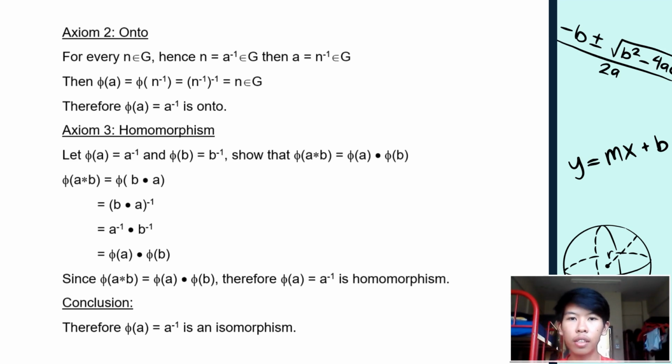By using the inverse property in a group, B dot A inverse becomes A inverse dot B inverse. This becomes phi A dot phi B. Since phi A star B equals phi A dot phi B, therefore phi A equals A inverse is a homomorphism. The conclusion is phi A equals A inverse is an isomorphism.